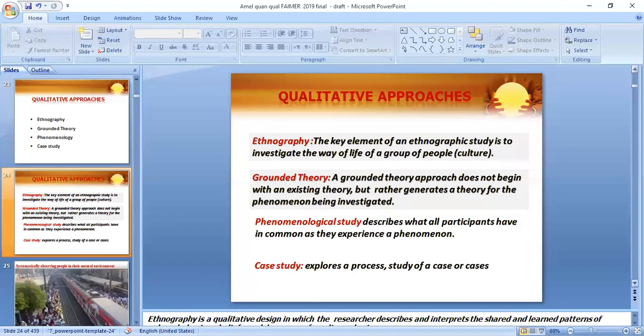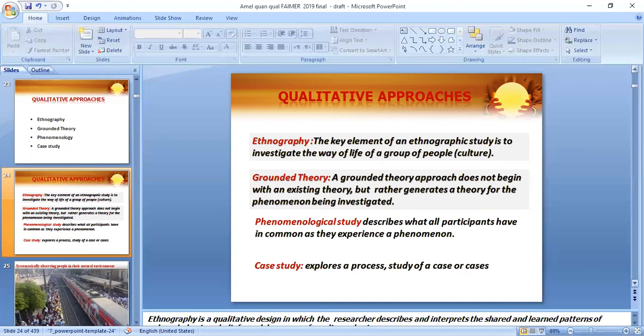So what about ethnography? A key element of an ethnographic study is to investigate the way of life of a group of people, for example, the culture. For grounded theory, a grounded theory approach does not begin with existing theory, but rather it generates a theory for the phenomenon being investigated. It comes after collecting the data.